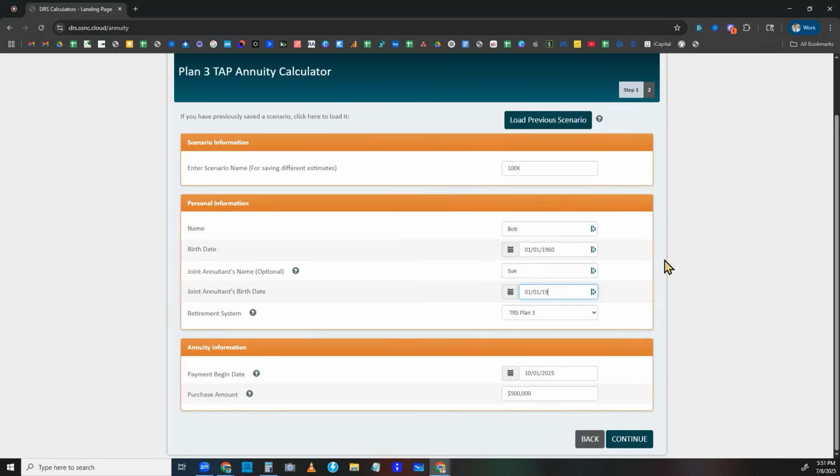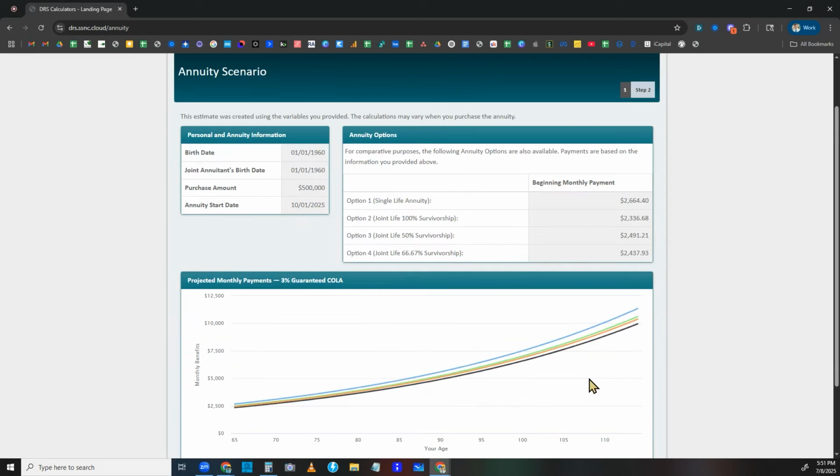So let's just say your spouse is the same age as you. If the spouse is the same age, you see $2,664 was our current benefit. That didn't change, right? What changed was they gave us these other options. So I can take a reduction to pass it on to my spouse. The more I want to pass on, if I want to pass on the entire benefit, the bigger reduction I'm going to take. Instead of getting $2,664, I get $2,336. So I'm losing about $330 here per month, just so if my spouse passes away, she would continue to get this payment.